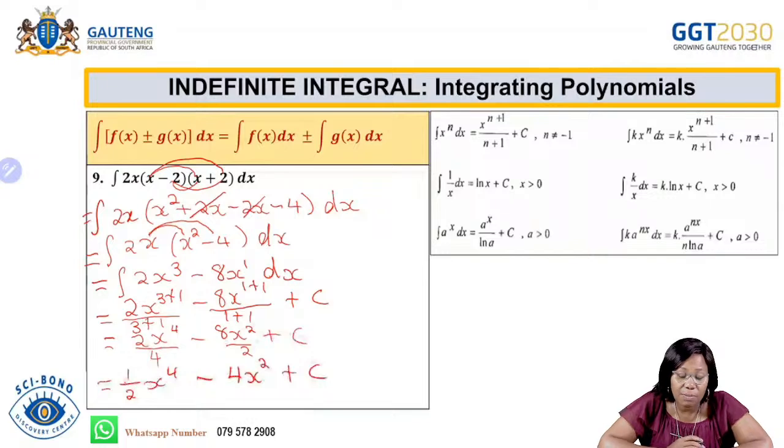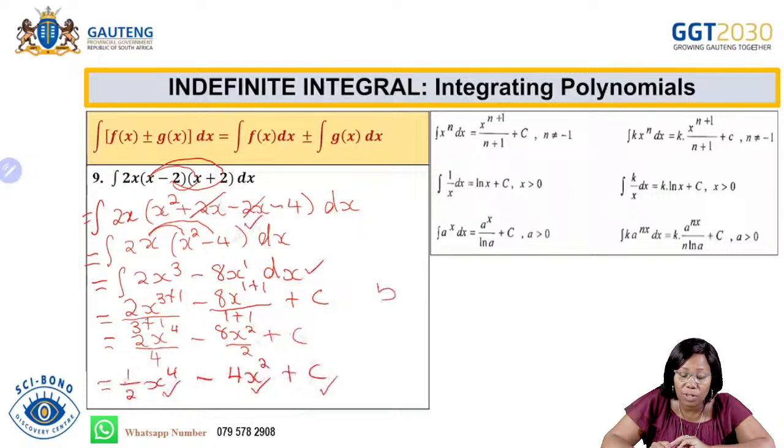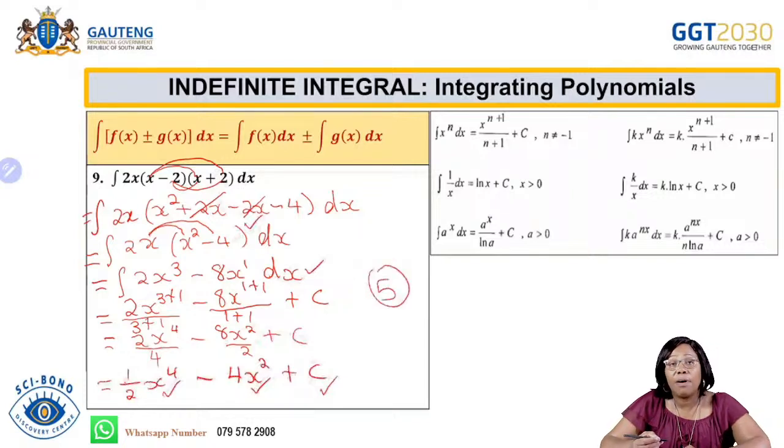And then the first mark will be for simplifying the 2 brackets, the second mark for the simplified expression, the third mark for the first integral, second integral, and then the plus c. So this problem is worth 5 marks, grade 12. Can you see integration? We have a lot of marks there, and then you just use your rules, grade 12, to find the answers there.